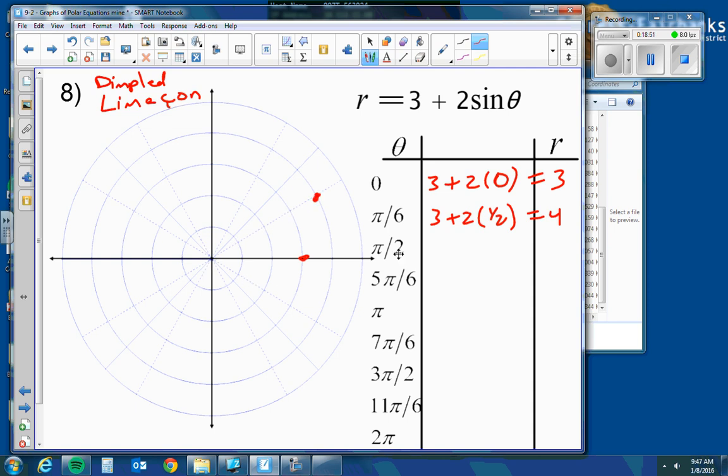There. Well, sine of pi over 2 is 1. So you get 3 plus 2. That's your maximum. Due north, you go out 5, you get your maximum point. Now, because it's sine, it's symmetric about the vertical line theta equals pi over 2. Let me connect what I have so far.